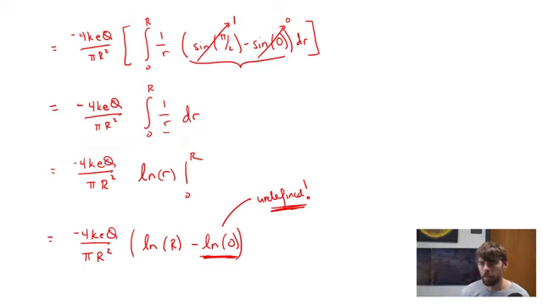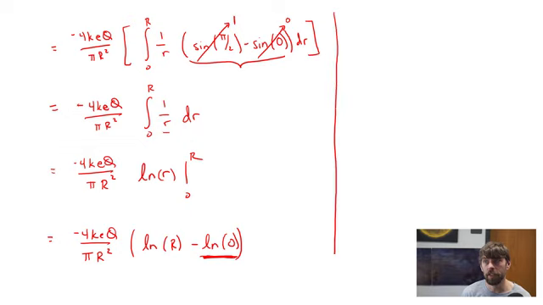So how do we get around that? That's a good question. Let's do it like this. Greg set up a silly problem which ends up giving you an undefined result. Let's define a new variable, R0. Think of this as where we want to start that semicircular arc. Then we can get an answer. The net force in x is equal to negative 4 k e q over pi R squared, times the ln of R minus the ln of wherever we want to start the circle, R0.